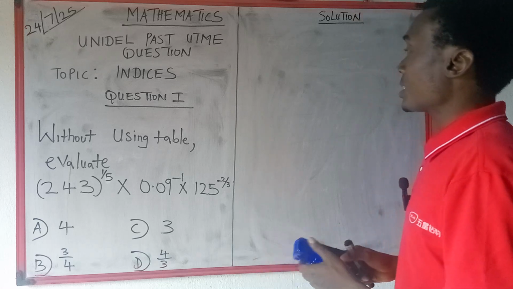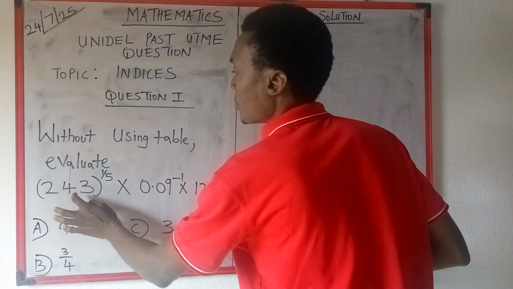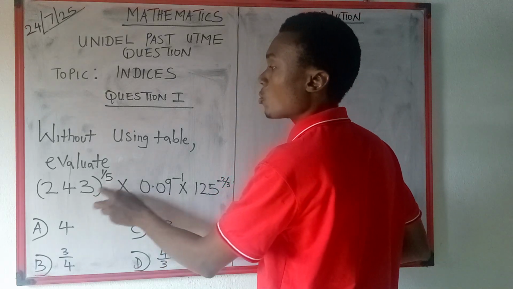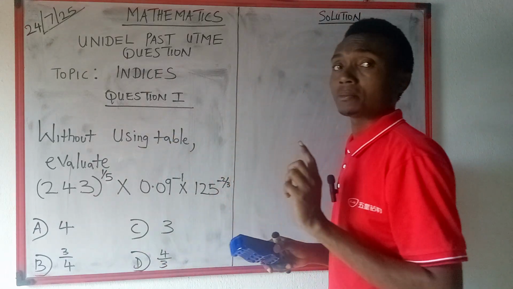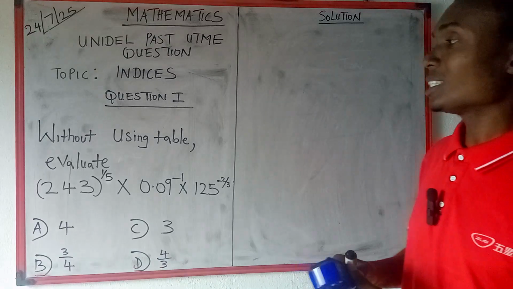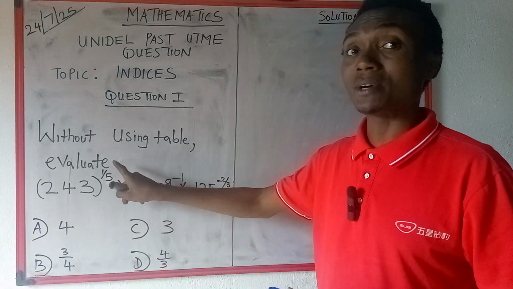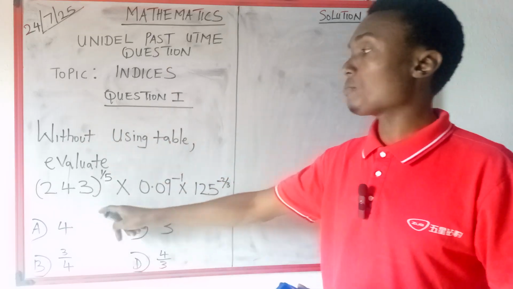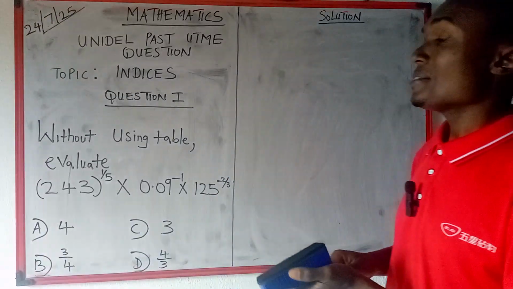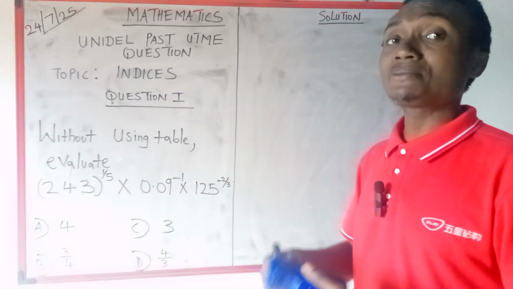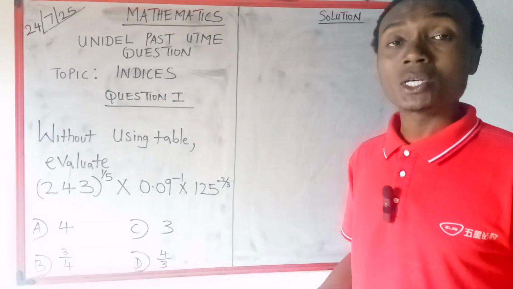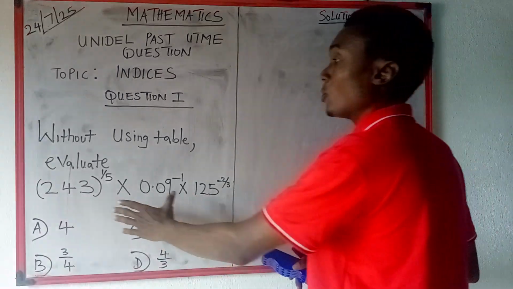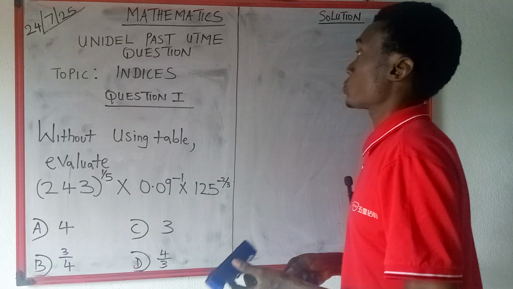Okay, so now let's start with 243. This thing means the fifth root of 243. That's the first thing; you have to take note. 1 over 5 means fifth root. There are different types of roots: the fourth root, the square root, the third root, the 10th root. But for this particular one, this is the fifth root. So this is how you write it.